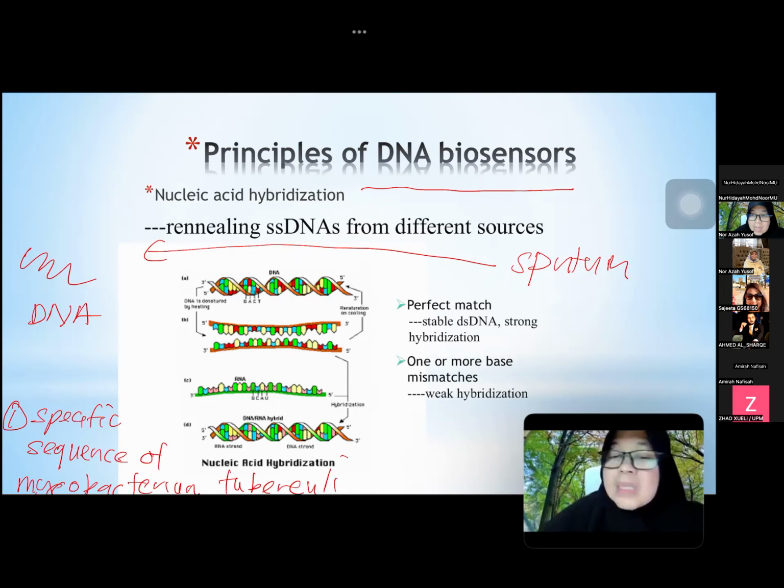Mycobacterium tuberculosis is the name of the bacteria that causes tuberculosis. So they should have the specific sequence that represents it, meaning that the DNA confirms the existence of Mycobacterium tuberculosis. If they extract DNA from my sputum and react it with the sequence that they have, and if they have a perfect match, this will indicate that I am TB positive, for example. I have tested before and I'm not.